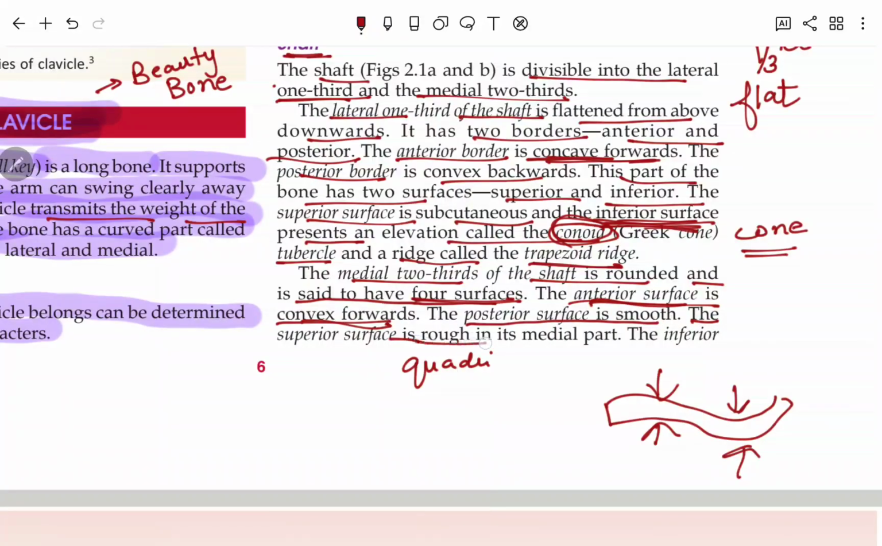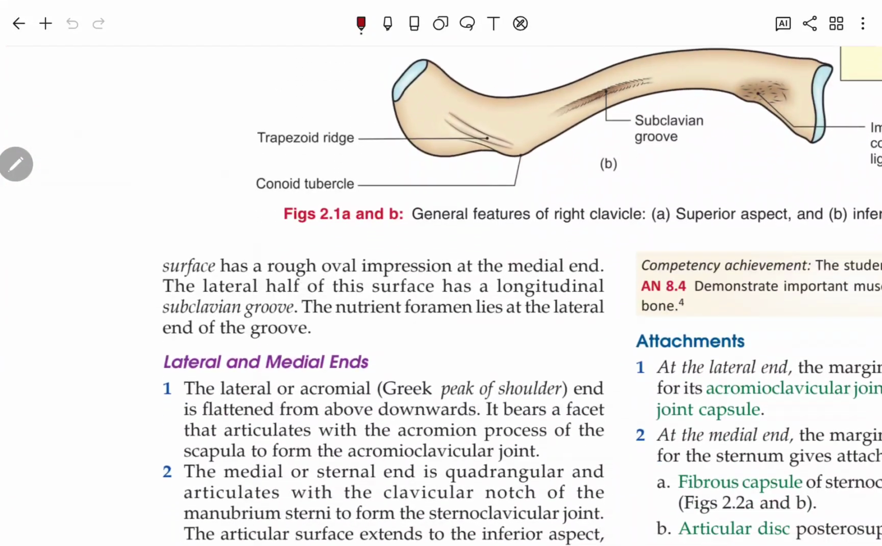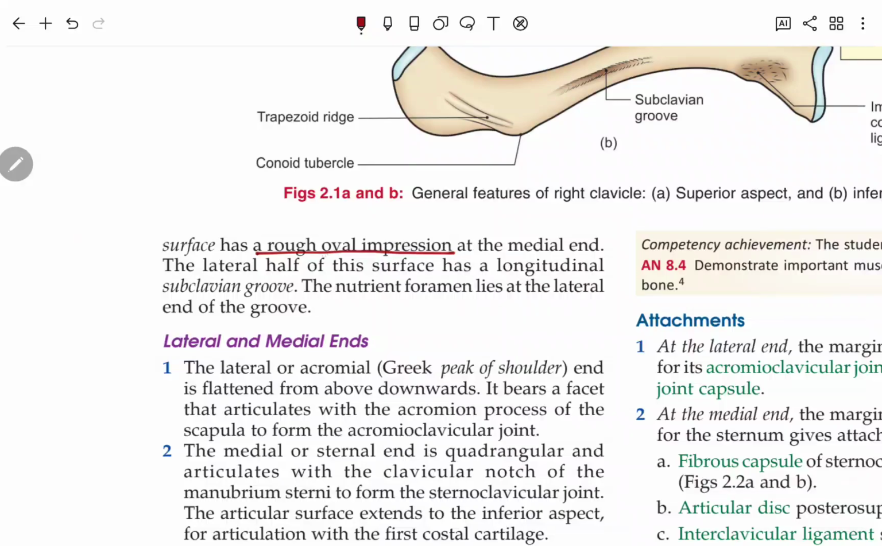The superior surface is rough in its medial part. The inferior surface again has an oval impression on the medial end. The lateral half of the surface has a longitudinal subclavian groove. A groove is a little bit of depression in the bone. The nutrient foramen lies at the lateral end of the groove.